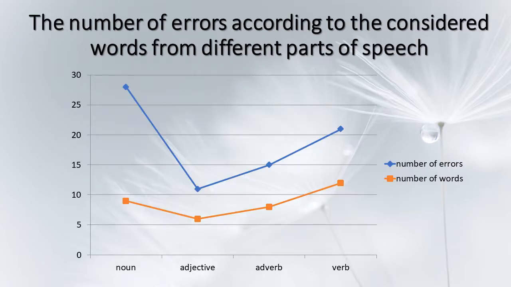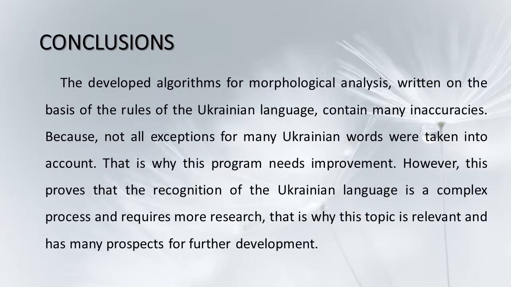At the end, here is a diagram of the numbers of errors according to the number of considered words from different parts of speech. As we can see, quite a small number of nouns have been considered, but they have the largest number of errors, whereas the number of adjectives, adverbs, and verbs is proportional to their number of errors. This suggests that it is quite difficult to perform morphological analysis for nouns, and for other words as well.